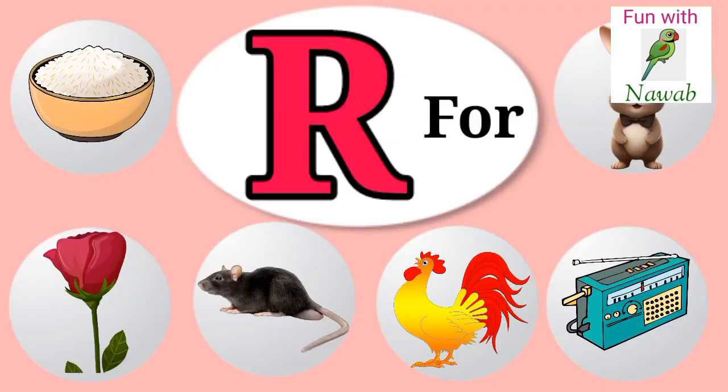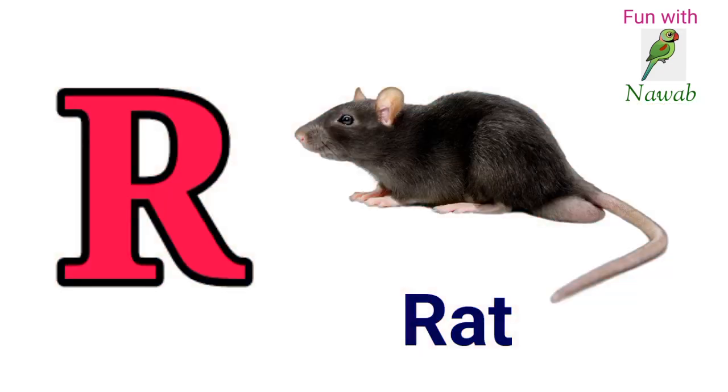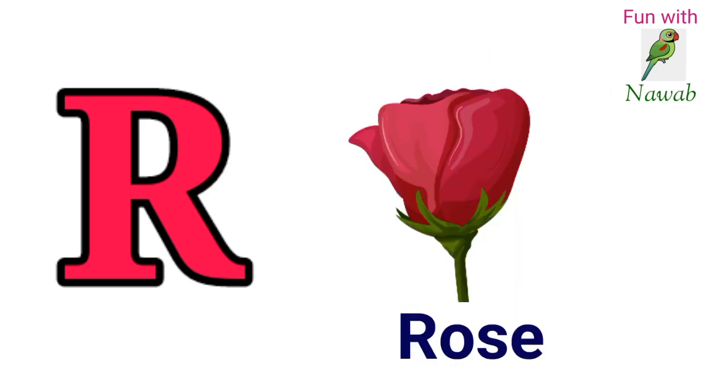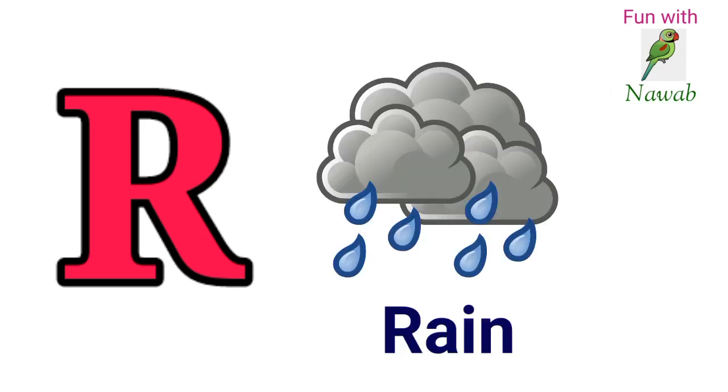Today we are going to learn about words starting with letter R. R for rat. R for rabbit. R for rose. R for rain.